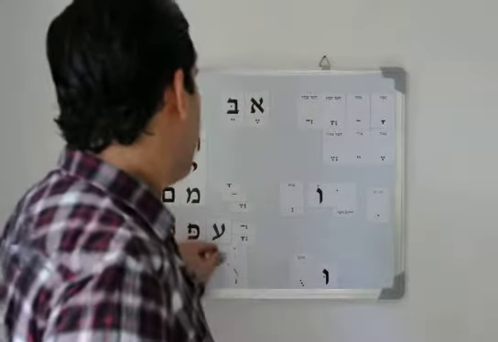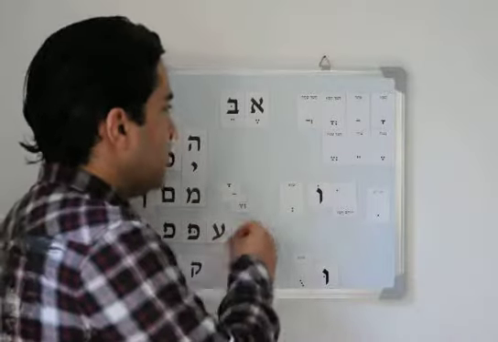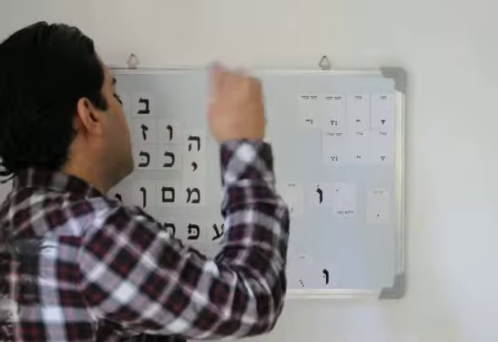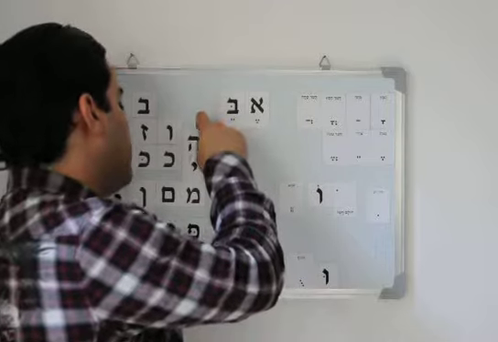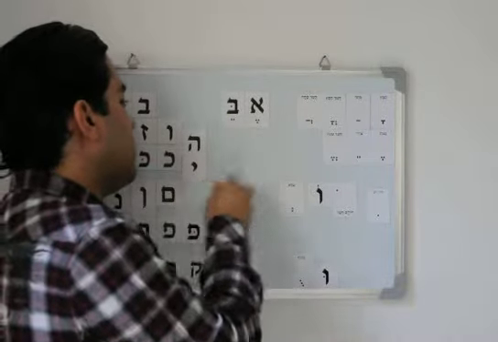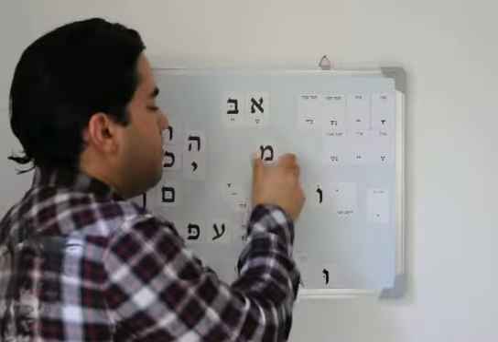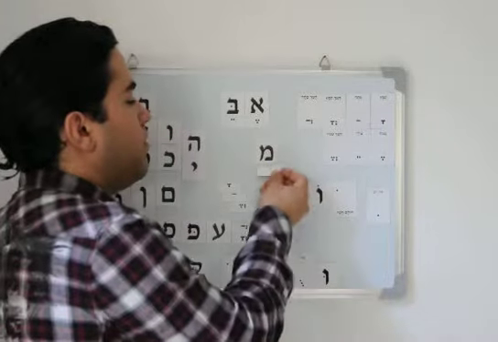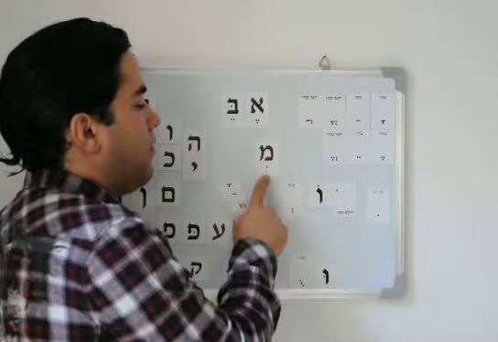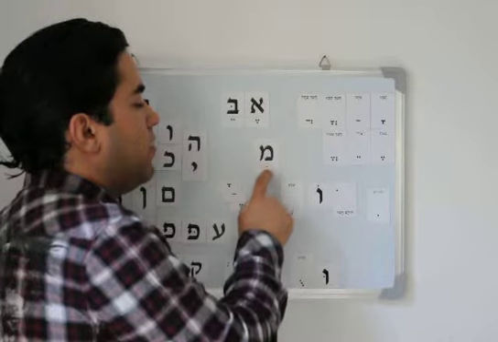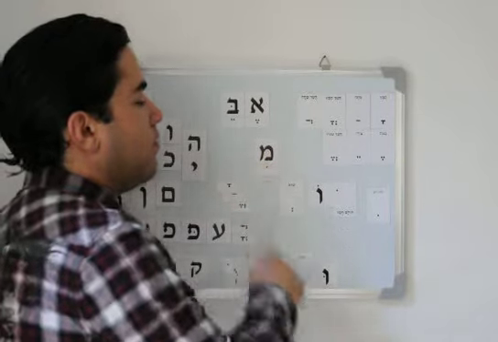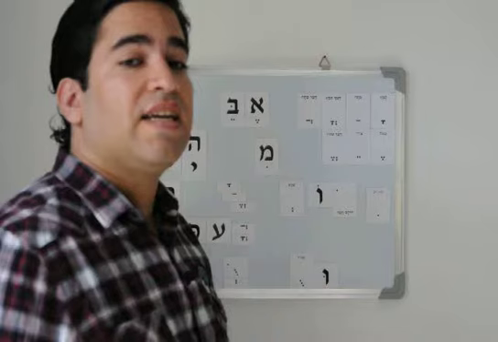For example, I'm going to take this Chirik and put it on a new letter, the letter Mem. I'm going to put one dot on the bottom of the Mem. And now, when I see one dot on the bottom of the Mem, I say Mi.